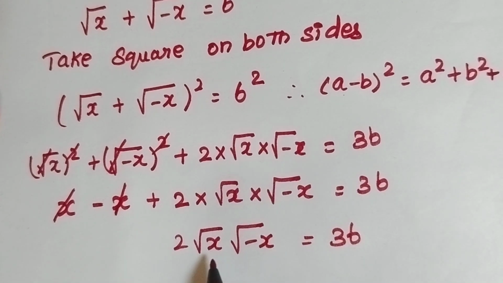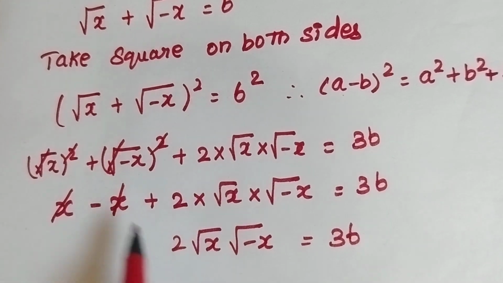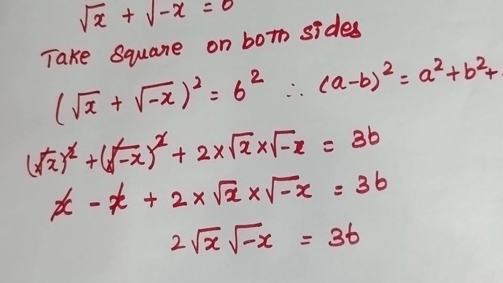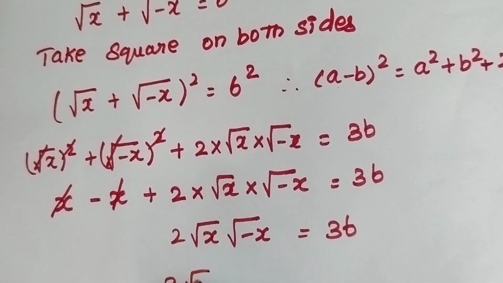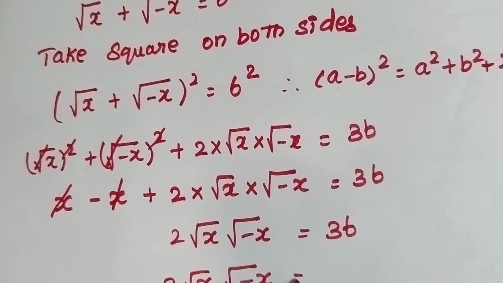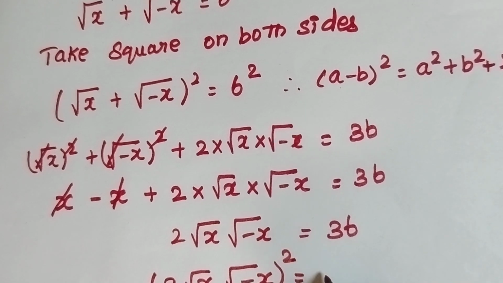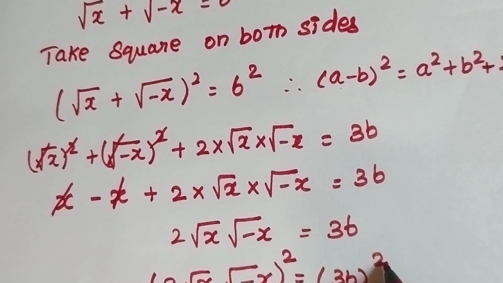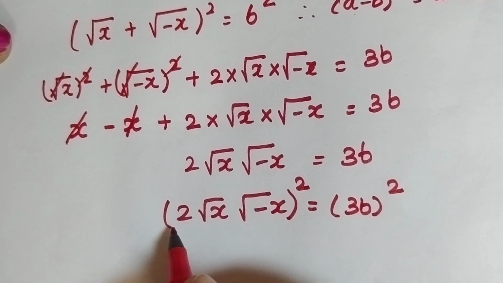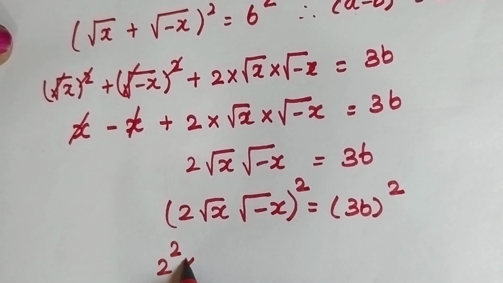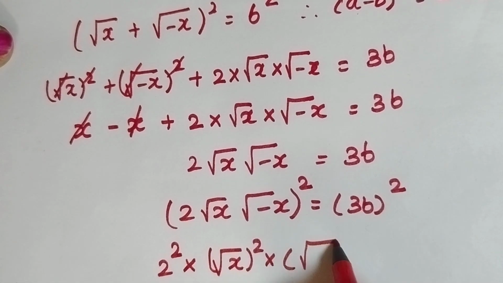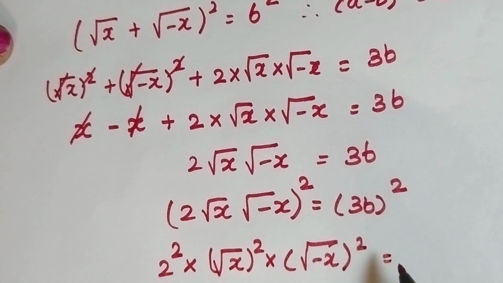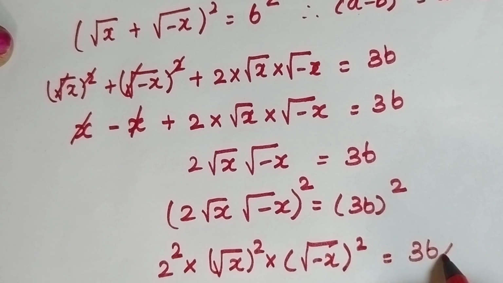So here also we have root x. In order to remove the root, what do we have to do? Again I am going to take square on both sides here. So 2 root x root minus x whole square is equal to 36 whole square. Here this can be written as 2 square into root x the whole square into root minus x the whole square, which is equal to 36 square, which is 36 into 36.